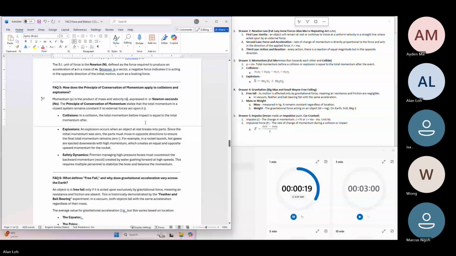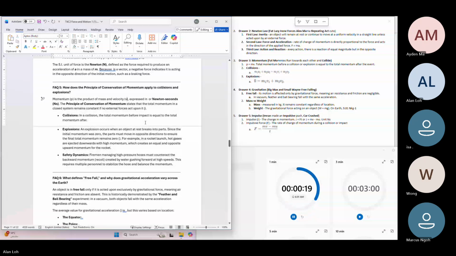Ten more seconds. Right? So this is drawer number 3, the momentum, the mummy. Right? And it's talking about momentum, about collisions and explosions. And now I think the new information is about the safety dynamics. This was not known before in step 2 and step 3. So this is step 4 with the new information.